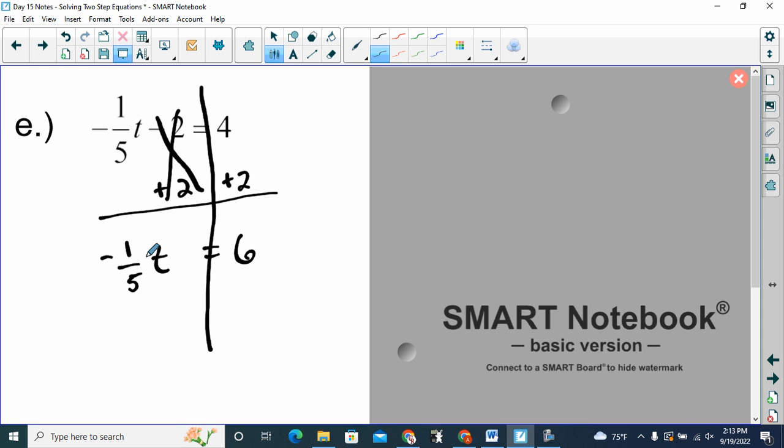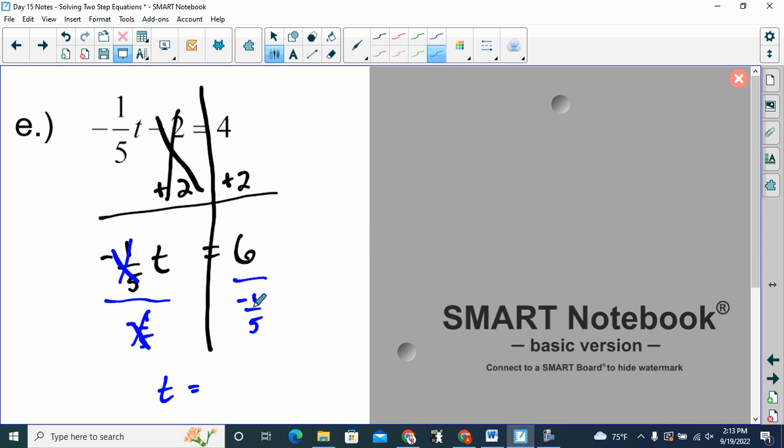From here, this is negative 1/5 times t. We undo multiplication with division. Negative 1/5 divided by negative 1/5, those cancel. So I get t equals 6 divided by negative 1/5. And we've been working the last couple class periods on adding, subtracting, multiplying, and in this case, dividing fractions.